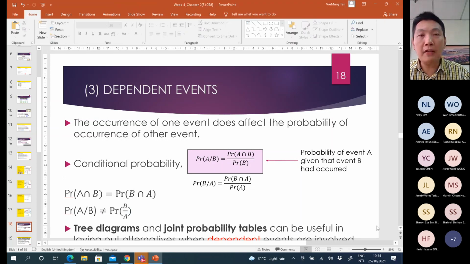Okay, and besides that, if the two events are dependent events, then it's better for us to use the tree diagrams and also the joint probability table to help us to solve the problem for dependent events questions. So some students may ask, can we use tree diagram and the joint probability table to solve independent events? Yes, can. But for dependent events, tree diagram and joint probability table will be more useful for us. Okay, so let's try one example.